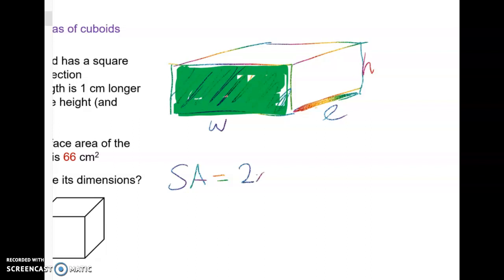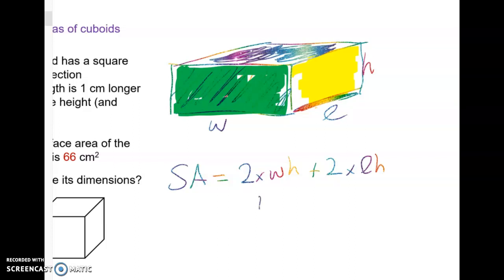So it's going to be 2 times WH. Then it's going to be 2 of this one, so 2 lots of LH. And lastly, if you can imagine or just think about the one here on the top of the cardboard box and on the bottom. Right, so that gives me plus 2 times, what have I got left? LW. So now let's go back to the problem.